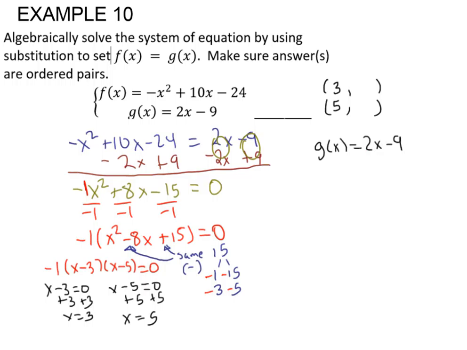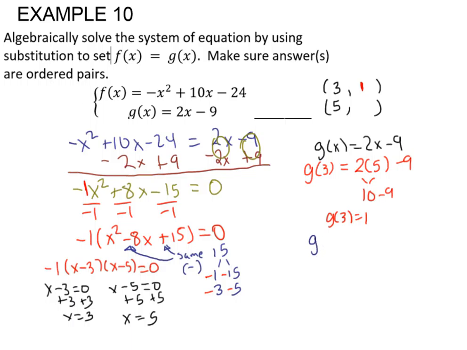So we're going to take g of x equals 2x minus 9 and plug in 3 and 5 into it. So we're going to take g of x, and we're going to say g of 3 instead, equals 2 times 5 minus 9. 2 times 5 is 10, minus 9 is 1. So g of 3 equals 1. So we go ahead and put that up there. Now we're going to find g of 5.